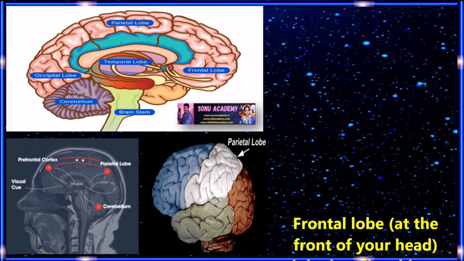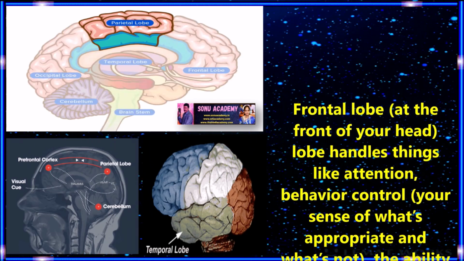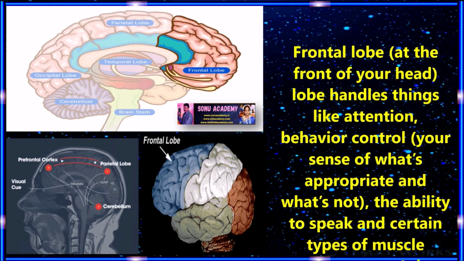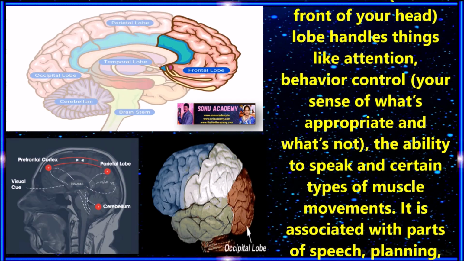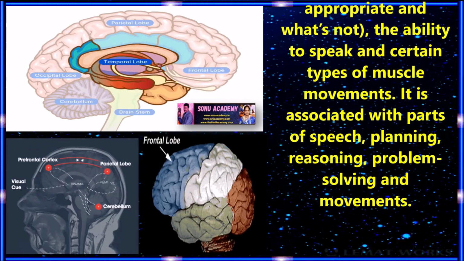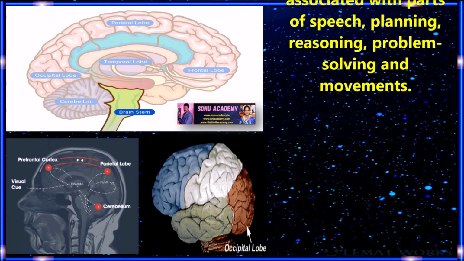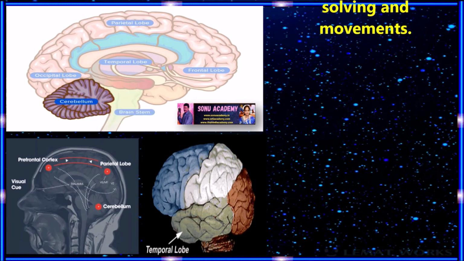First one is the frontal lobe. The frontal lobe is at the front of your head. This lobe handles things like attention, behavior control, sense of what's appropriate and what's not, the ability to speak, and certain types of muscle movement. It is associated with parts of speech, planning, reasoning, problem solving, and movements.